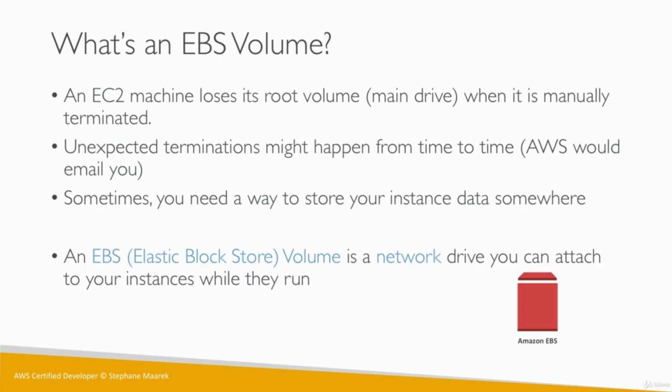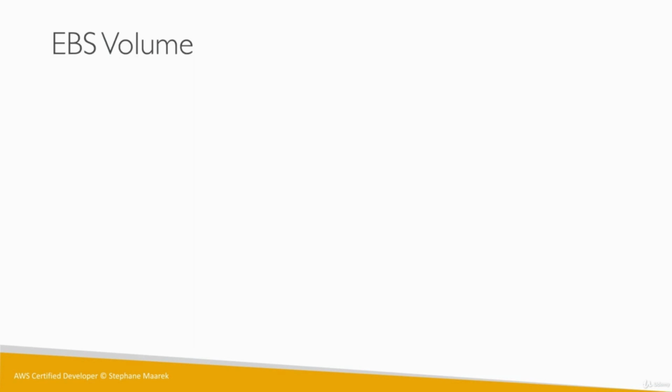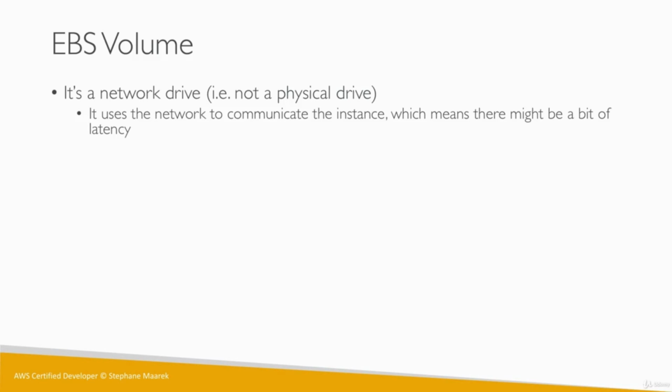An EBS volume is a network drive that you can attach to your instances while they run, and it allows your instances to persist data. So we've been using volumes so far, but using the root volume. So EBS volumes, what are they? They're network drives, okay? They're not physical drives. Your EC2 instance will be linked to the EBS volume using the network. And because the network is used, there might be a little bit of latency, but usually not too much. That also means, as a benefit, you can detach the EBS volume from one EC2 instance and attach it to another one very quickly.